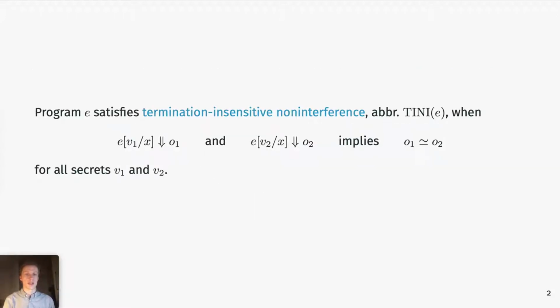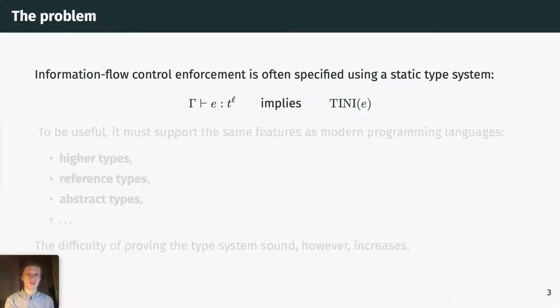To be more precise, a program E satisfies termination-insensitive noninterference, abbreviated TINI, when, given two different secrets, V1 and V2, running E with either V1 or V2 as input implies that the observable outputs will be equivalent. What observable output means and when they're equivalent, of course, depends on the concrete language that we're considering and the attacker model. Information flow control enforcement is often specified using a static type system.